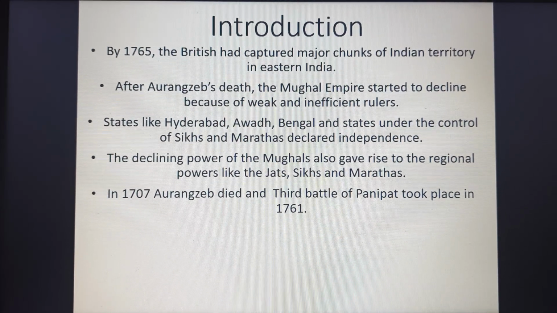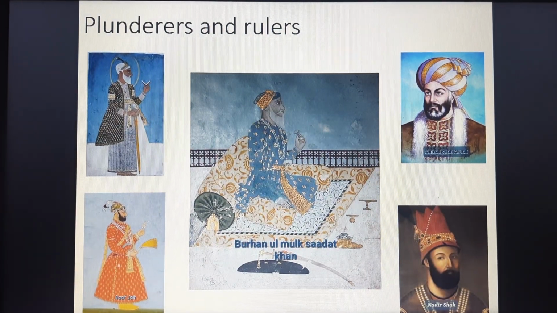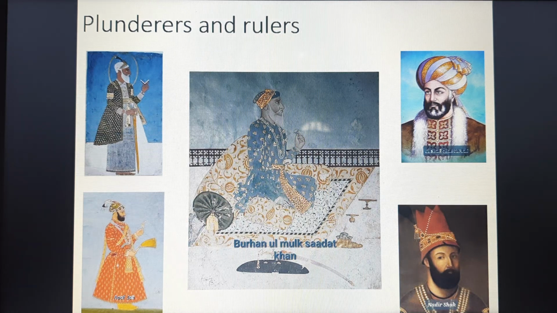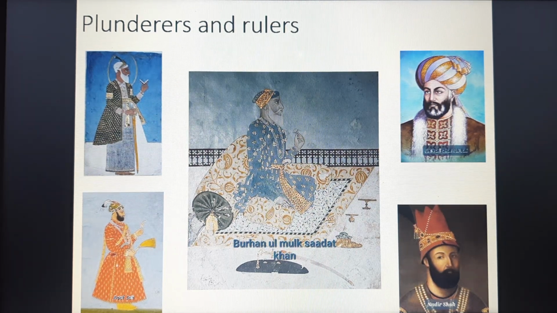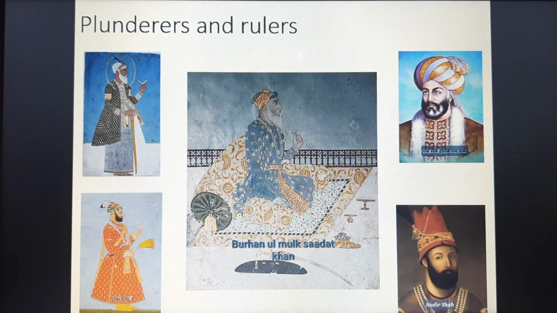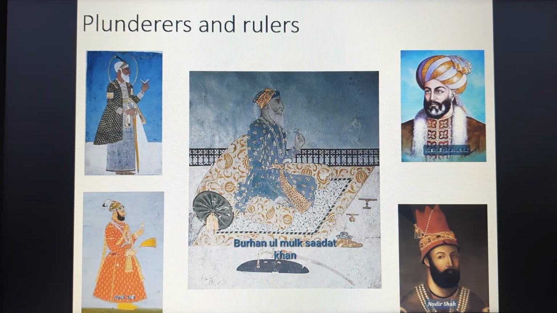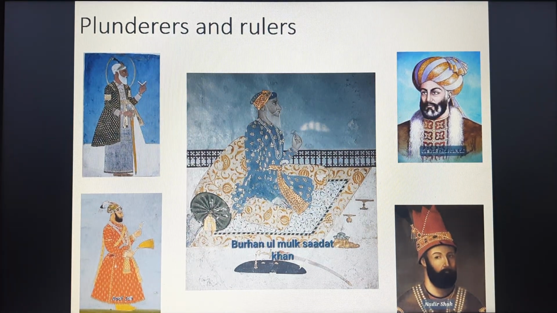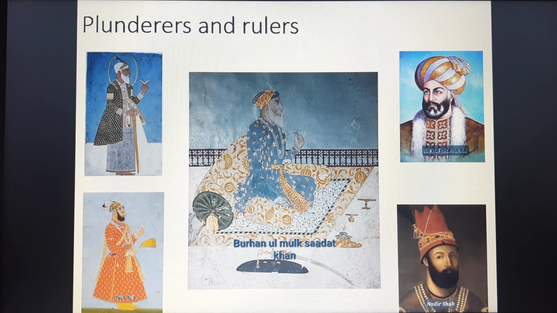After this, you will see here are some of the plunderers or the rulers who came, and they are in series. You can see they came at different times. First, you can see that Ahmad Shah Abdali is there, and Nadir Shah is there. Both plundered Delhi, they looted Delhi. Apart from that, Burhan ul Mulk Sadat Khan is there, and Asaf Jah is there. So they were the Nawabs, and how they ruled and what different things they did, we will be seeing one by one.